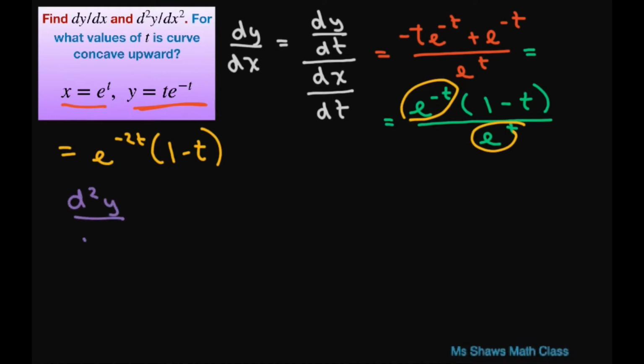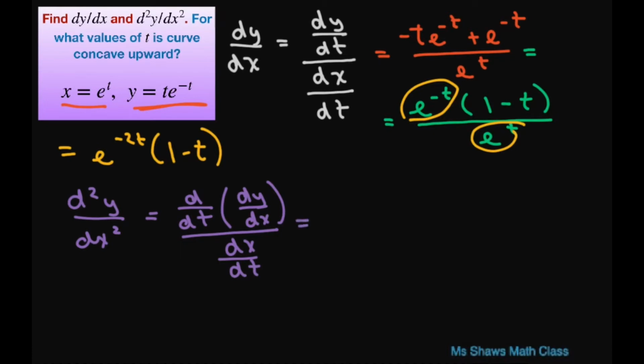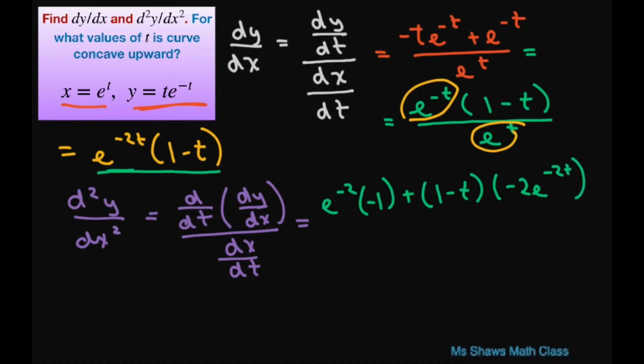of y with respect to x, that's going to be our derivative with respect to t of our derivative of y with respect to x, divided by our derivative of x with respect to t. So for our numerator, we're just going to take this derivative here. So this is going to be, with the product rule again, e to the power of negative 2t times negative 1 plus, copy down your 1 minus t times the derivative of e to the power of negative 2t, which is negative 2e to the power of negative 2t. All right. And then you just copy down your derivative of x with respect to t, which is e to the power of t.